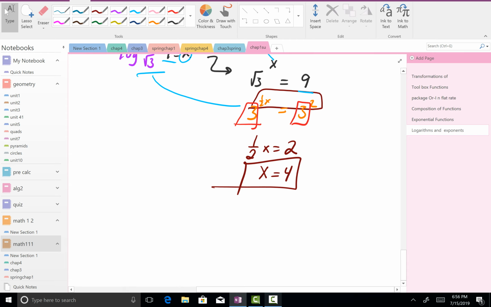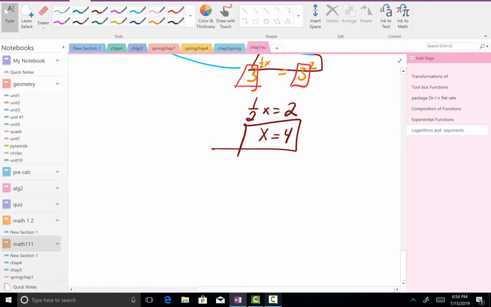Let's see. I'm just looking at these problems to see if there's anything here. Oh, I know what I wanted to do. I'm bouncing back and forth here a little bit. Hey, I need to mention this.